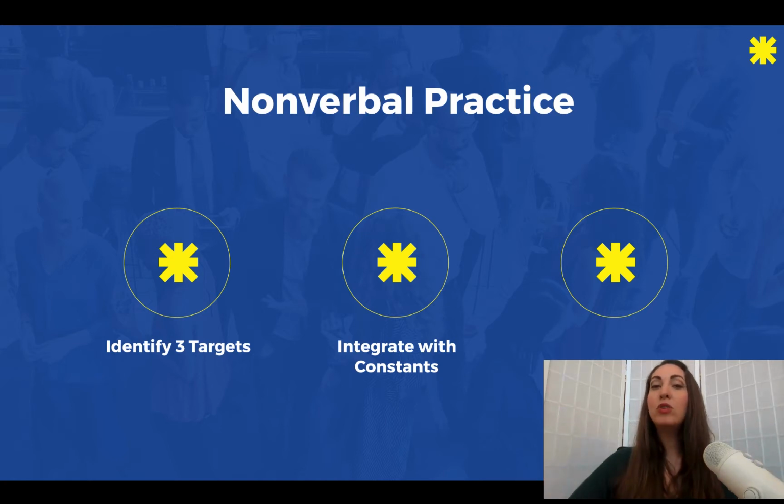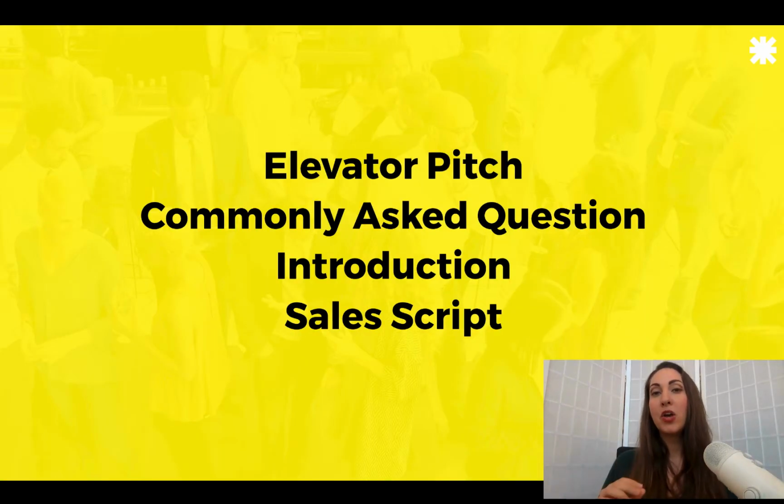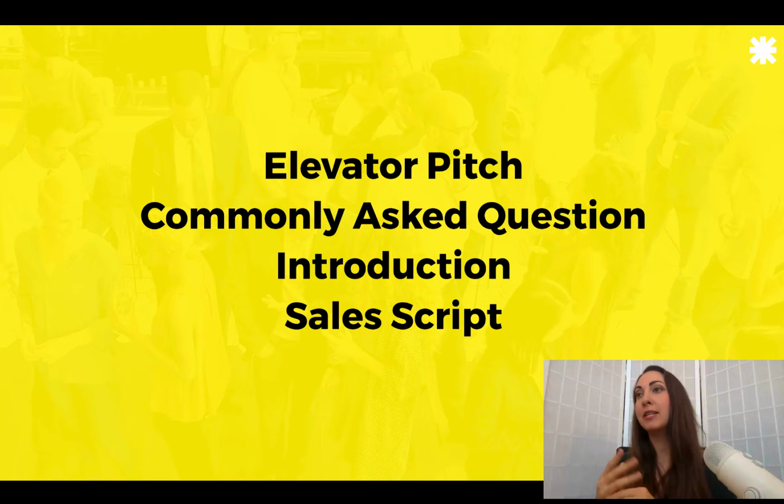And what I would rather you do is say, you know what, I'm going to pick an area where I am constant. I always answer the same elevator pitch when I'm asked, what do you do? I have a commonly asked question that people ask me all the time, like, how did you get into your line of work? Or if you're in business, maybe a client question you get asked all the time. Or maybe whenever you do an introduction, you introduce yourself. Or maybe a sales script if you're using the same scripts on calls or with clients. I want you to pick one of these areas.